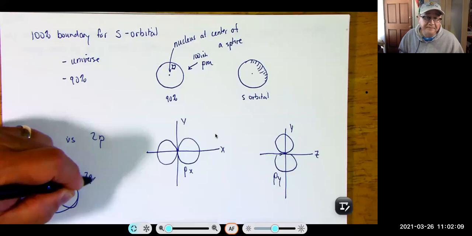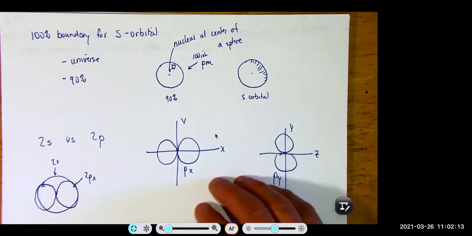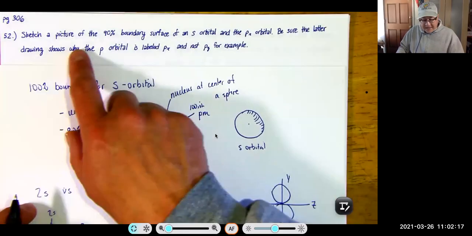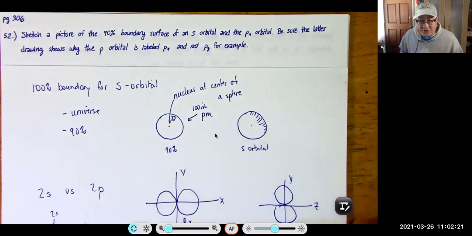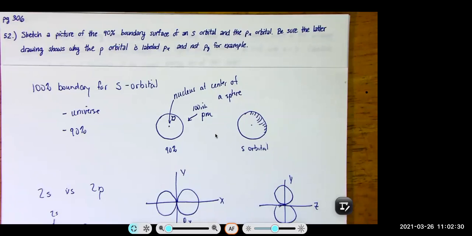Okay? What was the question asking again? Draw a picture of the 90% boundary surface. So what they're really asking you to do is draw a p orbital. That's all they're asking. I was just confused about how the question connected to what you were saying.